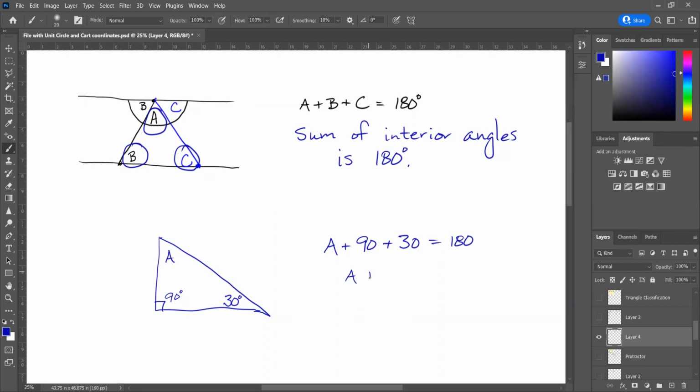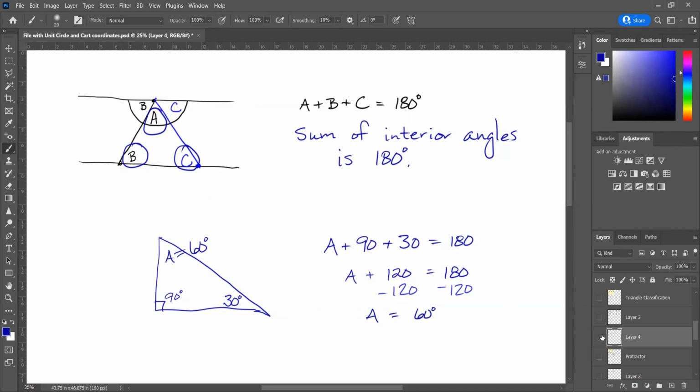So if I combine like terms here, 90 plus 30 is 120. I'm just solving for A. Now I'll go ahead and subtract 120 from both sides. And when I do that, I get that A equals 60 degrees. So we know that because the sum of the angles inside a triangle has to be 180. So that will give us a chance to figure out some of these triangles.